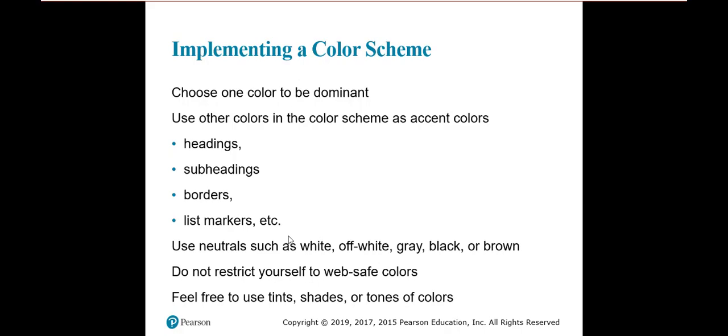When you are implementing a color scheme, you have to choose one dominant color. On the basis of that, you're going to decide the other parts of the website, right? So choose one dominant color, then use other colors in the color scheme as accent colors. Basically, this applies to the headings, subheadings, borders, and list markers. So what is the dominant color? Based on that, you will decide your other accent colors for headings, subheadings, borders, list markers, and other content.